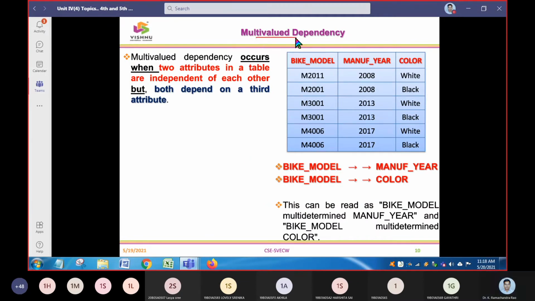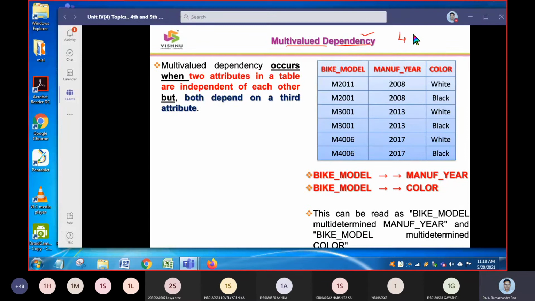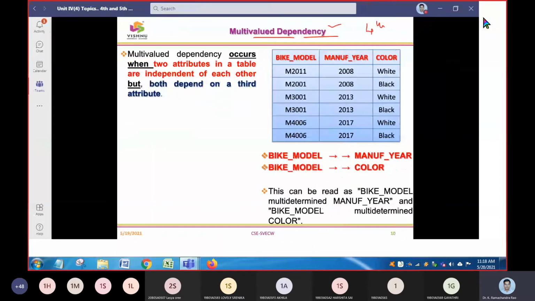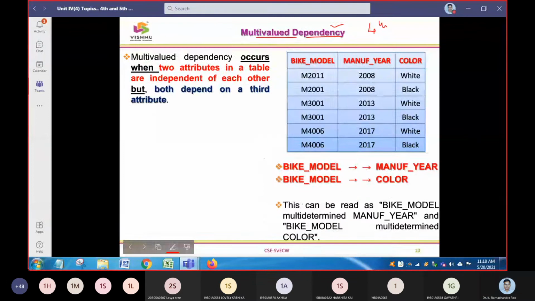Next come the multi-valued dependencies. If you want to enter into the fourth normal form, the foremost condition the fourth normal form should satisfy is the multi-valued dependency. So when we say multi-valued dependency, we take a table called car, and you can see here, say bike, bike model, when the bike was created, and what was the color of the bike.